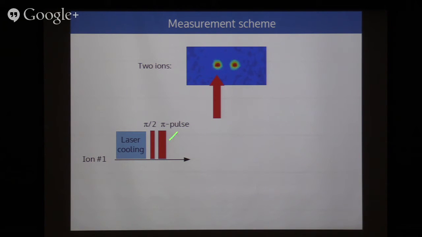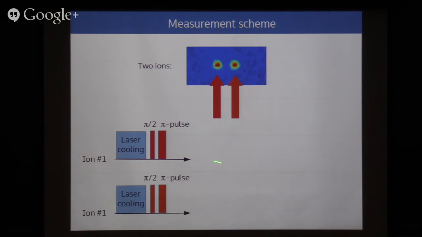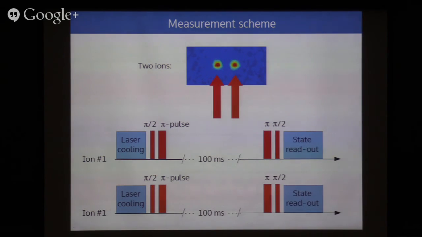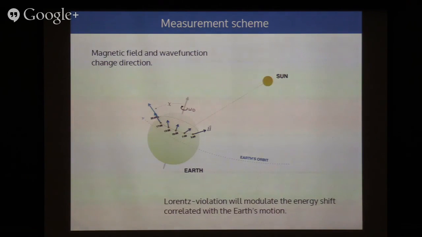So here's what we do. We first perform laser cooling on the two-ion crystal. We apply a pi/2 pulse, this effective pi/2 pulse, on the left ion, then on the second ion. Then we wait 100 milliseconds, and then we apply the inverse unitary operation with a pi pulse and then a pi/2 pulse. You remember those were the two different transitions. Then we perform the state readout, and then we look for correlations of the ions.